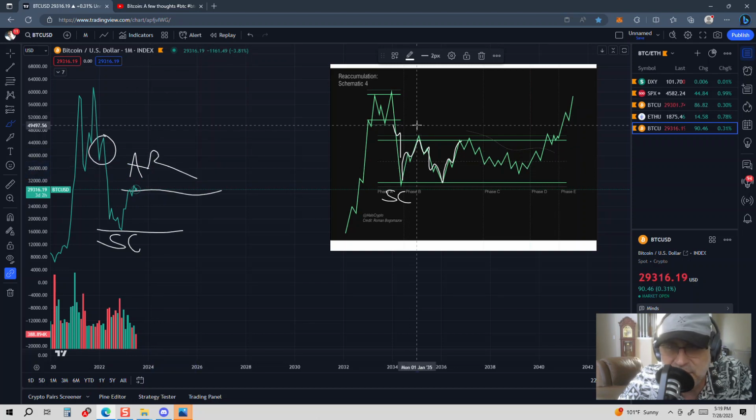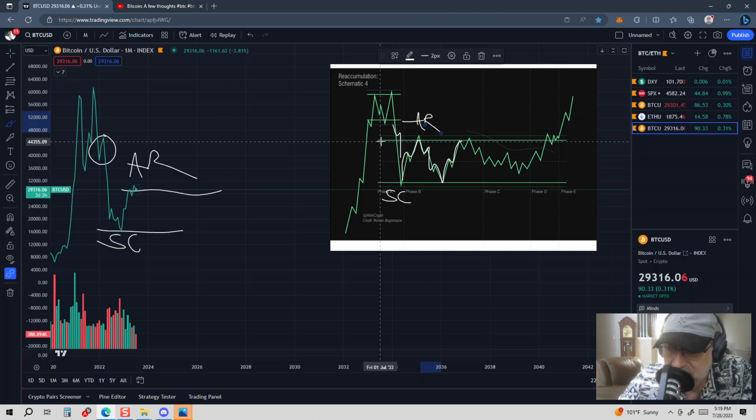which was here in this schematic, the AR, automatic rally. Now, the automatic rally can go up pretty high. In this case, there's a dynamic of FOMO in it, greed. People are going to jump in. You know what's going to happen? You're going to hear about it on CNN. You're going to hear about it on Fox News, and it's going to generate a lot of interest in Bitcoin.